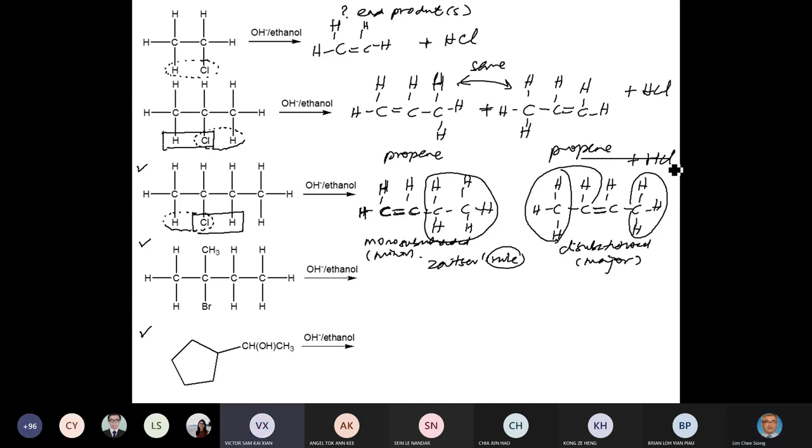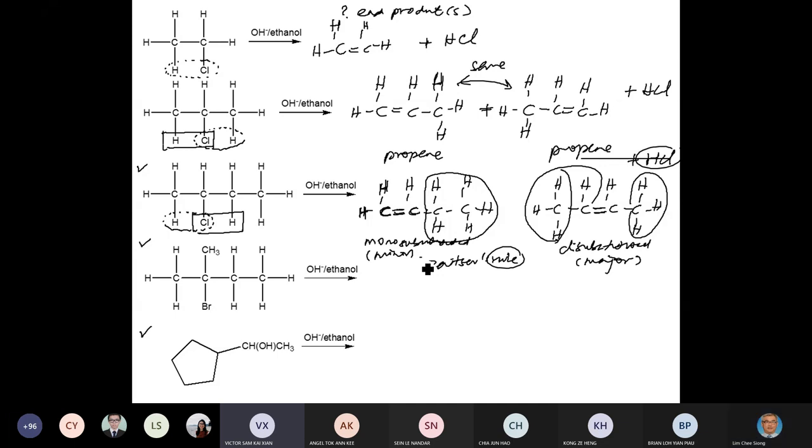What is the difference between this one and the elimination? Same. Elimination is a process where we remove a simple molecule, HCl, we call it elimination. Dehydrohalogenation is the process undergoing, or you can say the reaction. Dehydrohalogenation. Okay, elimination refers to the mechanism.